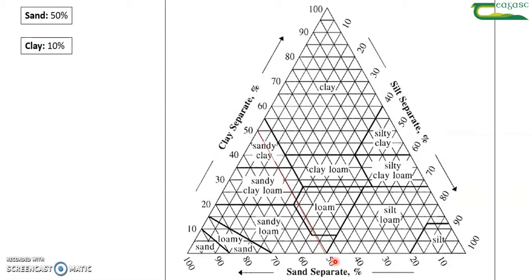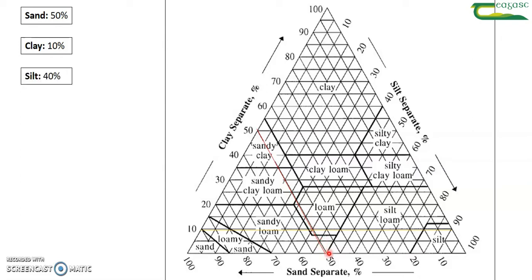Next up, we look for clay, which is at 10%. So we come to the clay side, we look for 10, and we need to follow this line along here. And we can see the yellow line. So the yellow line is intersecting the red line here.